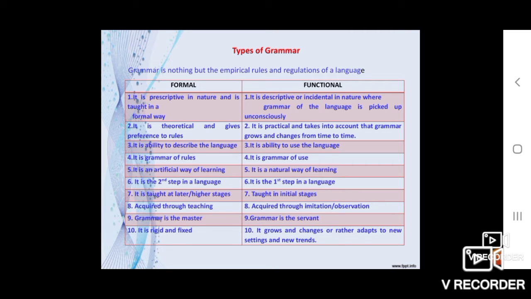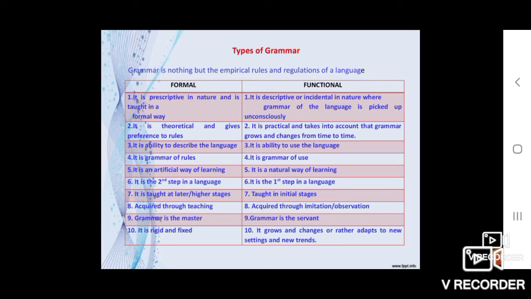Grammar is said to be an ornament of language. Grammar is nothing but the empirical rules and regulations of a language. Grammar has two types: formal grammar and functional grammar. Let's see what is meant by formal grammar. It is prescriptive in nature and is taught in a formal way.